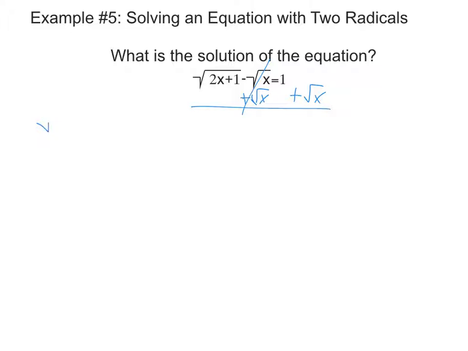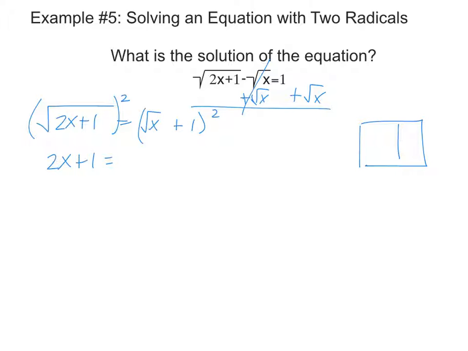So we will be left with the square root of 2x plus 1 equal to the square root of x plus 1. All right, then from here we need to square both sides because we're wanting to deal with the left radical first. So that would leave us with 2x plus 1 on that side, and then on this side I want to do the boxes just so you can see it.